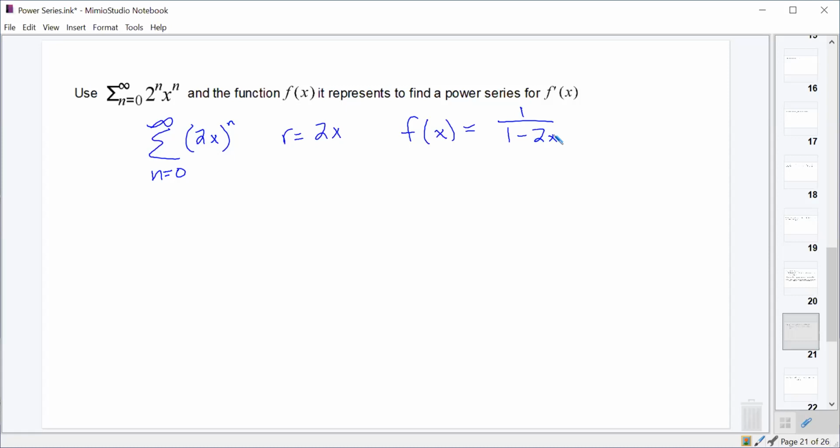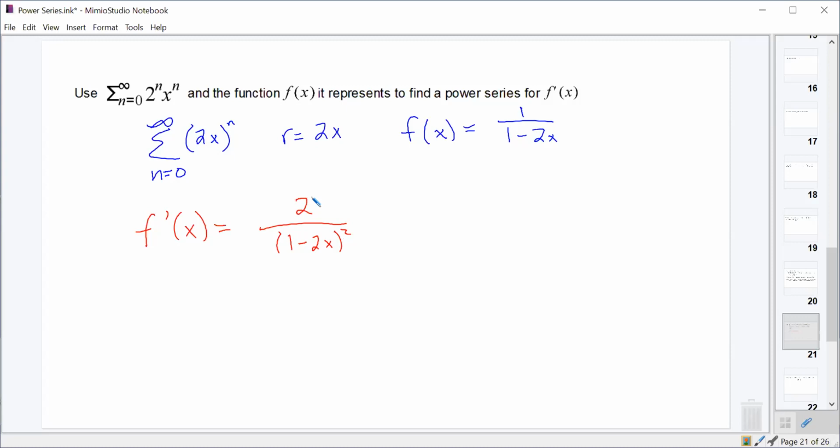So what is the derivative of 1 over 1 minus 2x? So what is f prime of x? You can just use the reciprocal, right? The denominator is going to be 1 minus 2x squared. And the numerator should be the opposite of the derivative of the denominator. So that should just be a 2. 2 over 1 minus 2x squared.